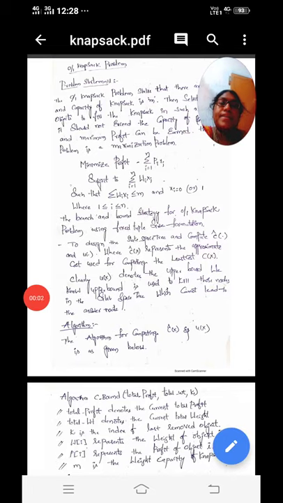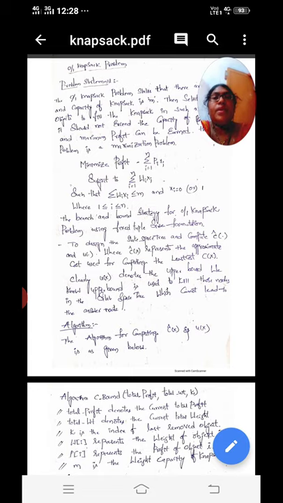Today we are discussing the next topic, the knapsack problem. It's a very important concept to learn. Coming to the knapsack problem, we have the problem statement and algorithm, and we have two techniques in the 0/1 knapsack problem. The first one is the least cost branch and bound technique, and the second one is the FIFO branch and bound technique.